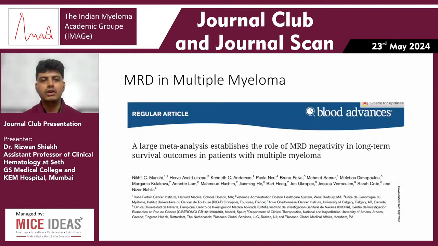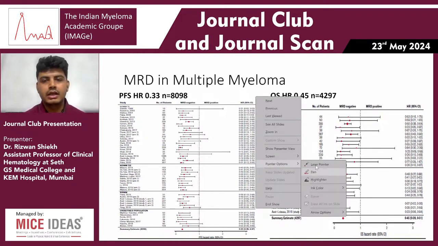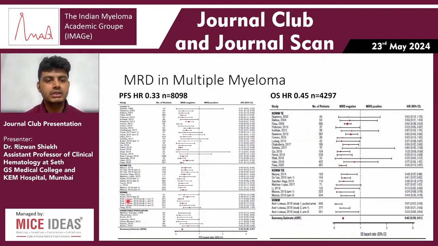Now, this is all about the lab. However, does the lab value actually translate to clinical outcomes? For that, there was a paper published by Nikhil Munshi and group in Blood Advances, I think 2 years ago. It was a meta-analysis with around 8,000 patients, for which they analyzed PFS across multiple trials. It included patients with newly diagnosed multiple myeloma who were transplant eligible, as well as transplant ineligible, relapsed refractory, and undefined populations.